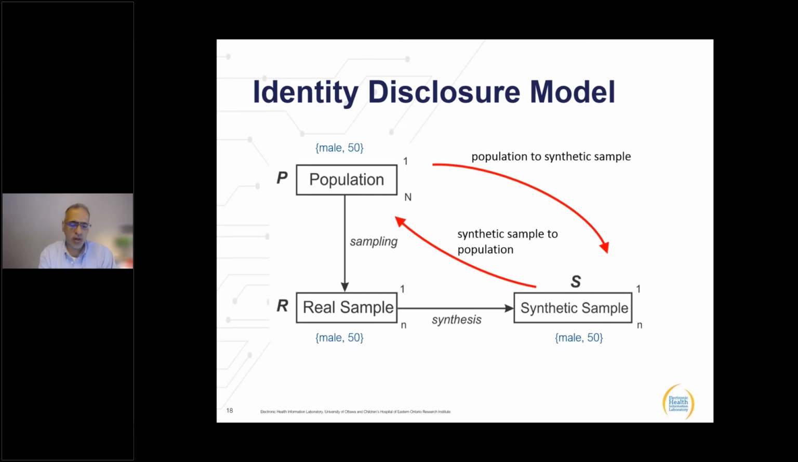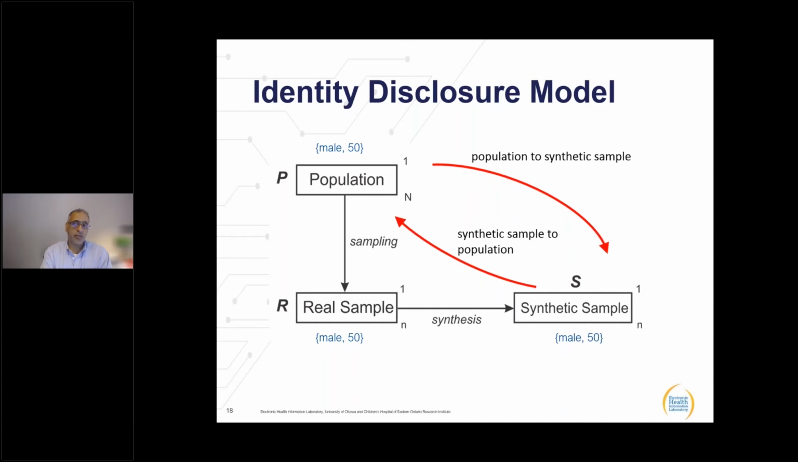These matches will happen, and they'll happen more frequently depending on the nature of your data set and the extent of overfitting in your generative model. But that's not necessarily a problem, because as we saw before, you can always evaluate the risk in your real sample relative to your population.